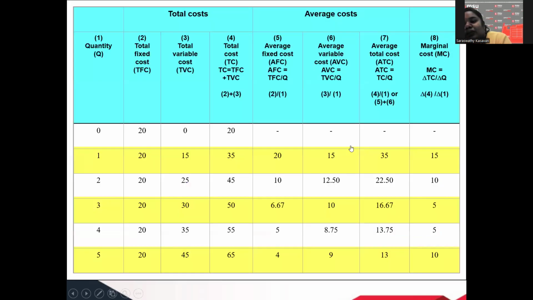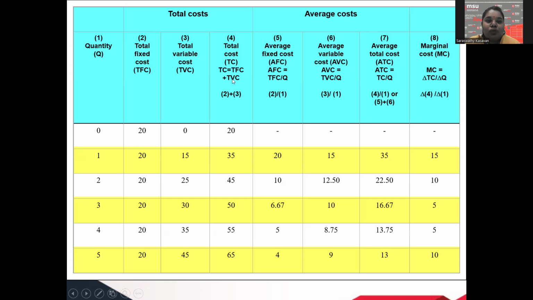Okay, so look at this schedule. The quantity is 0, 1, 2, 3, 4, and 5. And TFC is a fixed amount, which is 20 for all the quantities. Even if the quantity increases, the TFC is not increasing. This is a fixed cost. That's why we call it a fixed cost. TVC is increasing according to the change in the quantity.